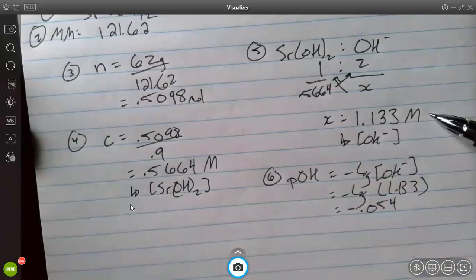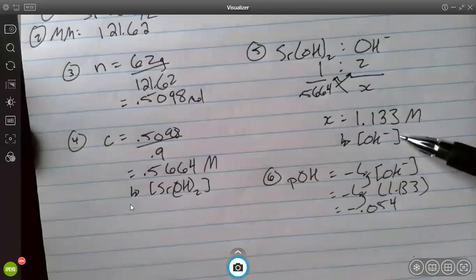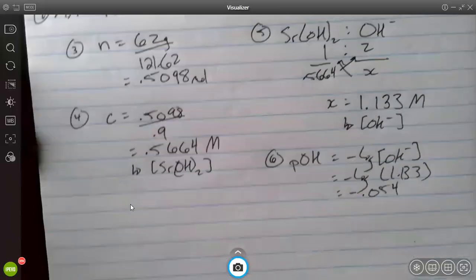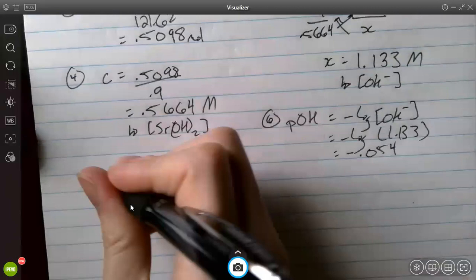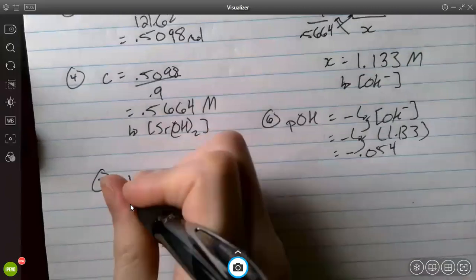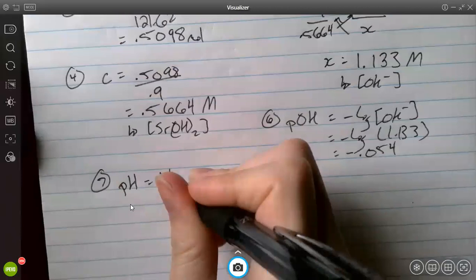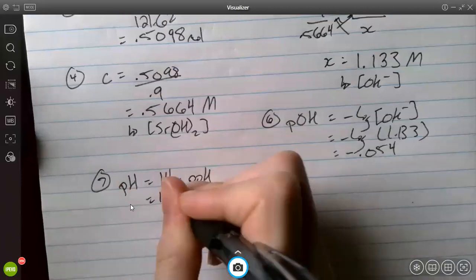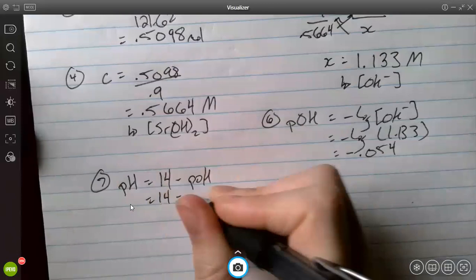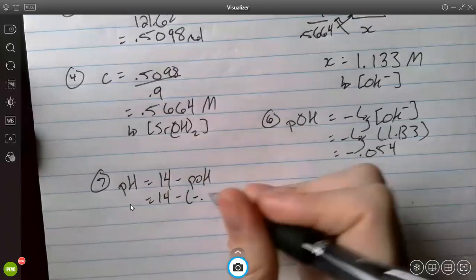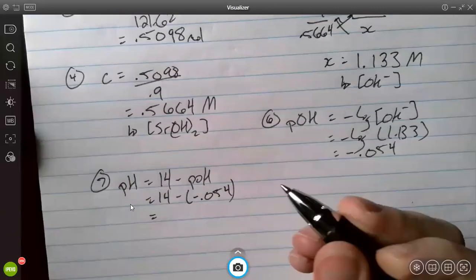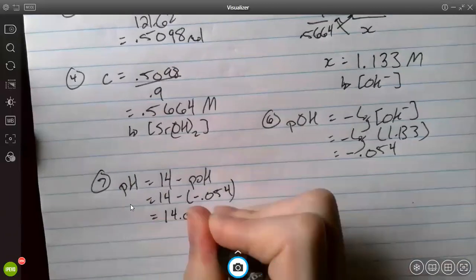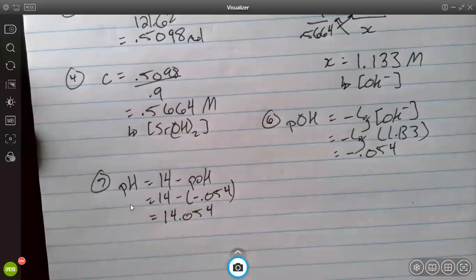By the way, a lot of people forget this step. They just plug in this hydroxide ion concentration right into the pH formula. Remember, pH needs hydronium ion. Hydroxide ion can only be used with pOH. But now that we have pOH, we can go on to step 7, which is calculating our pH by just taking 14 and subtracting our pOH. So 14, take away negative 0.054. We are going to end up with 14.054. So a pH of about 14, a very strong base.